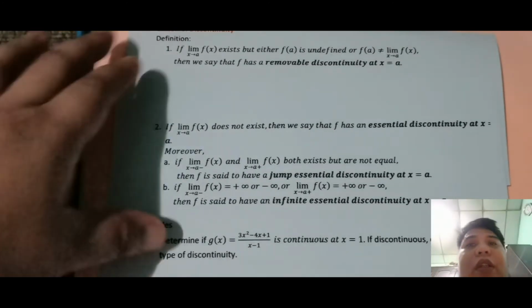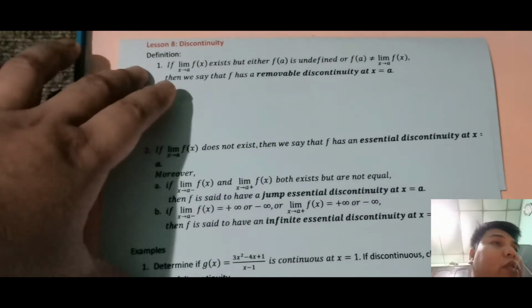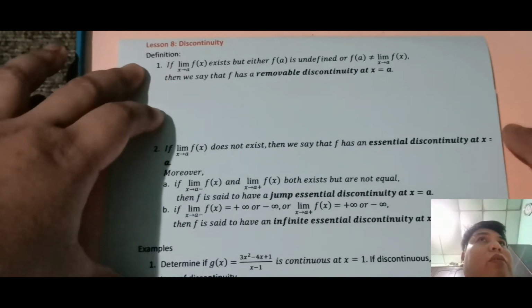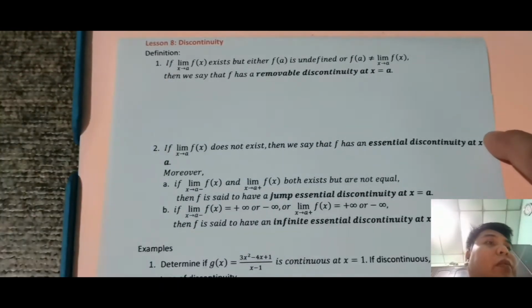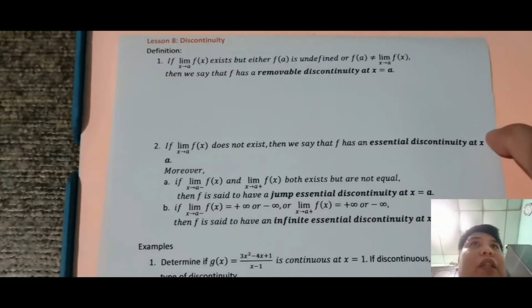Okay, so ito na yung ating lesson 8. So it's all about discontinuity, yung classification ng discontinuity. Di ba nga kanina, pag hindi siya continuous, automatic discontinuous siya at a specific point. Ngayon, ang gagawin natin, pag discontinuous siya, papangalanan natin. Okay, so meaning, isa-solve natin. So ano ba tawag sa kanya? Essential ba siya, removable ba siya, or something? Okay, so let's have definition.